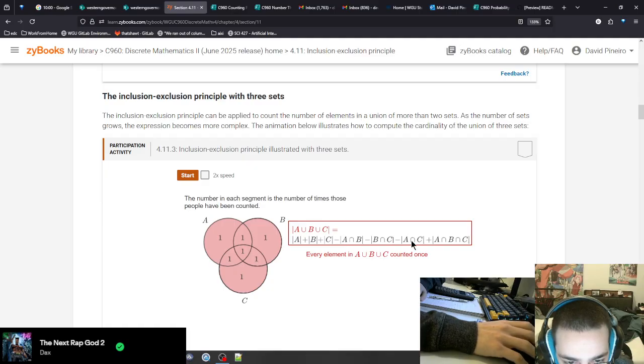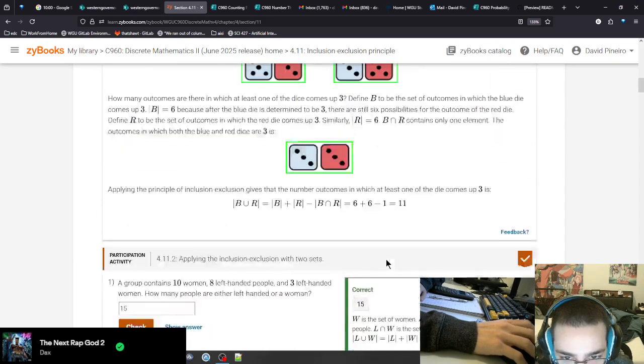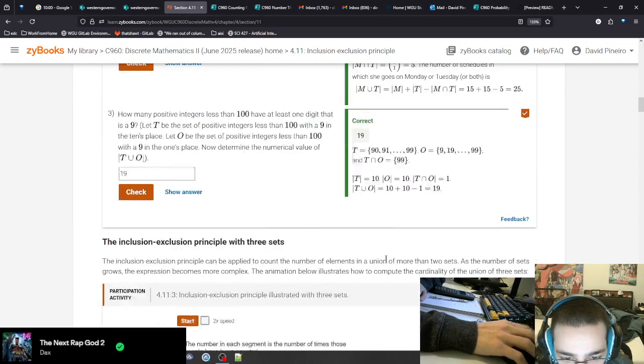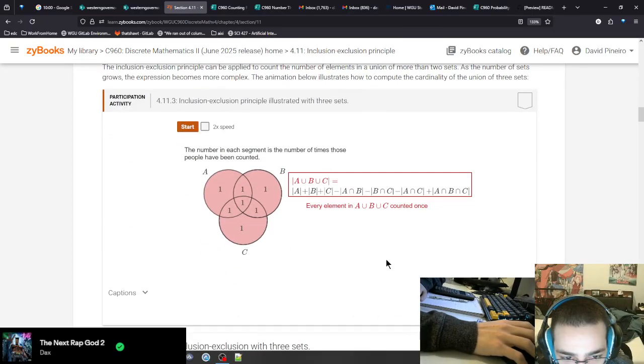And then you subtract... Like A, B, B, C, A, B, B, C, and then A, C. And then you add the intersection of all of them. Hold the phone, bro. I think I can memorize that. Add them up. Subtract this intersection, this intersection, and this, and then you add the intersection of all of them.